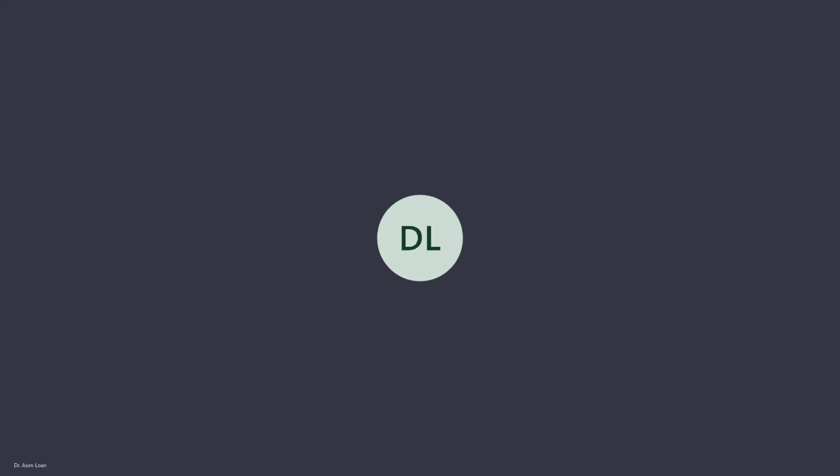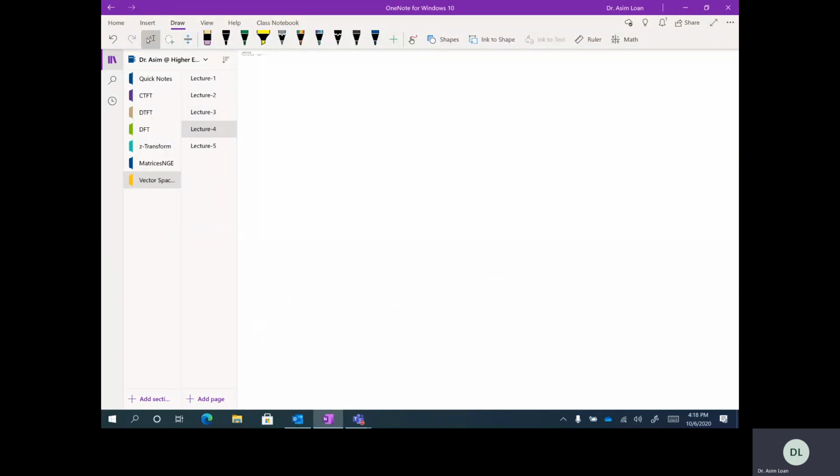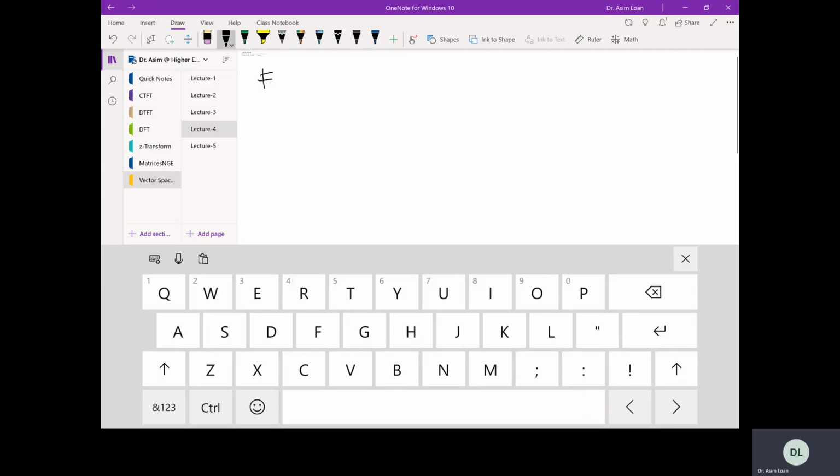Let's start with the four fundamental subspaces. Let's continue with the fundamental subspaces and specifically see what the other two fundamental subspaces are besides the column space and the null space. So, the four fundamental subspaces.